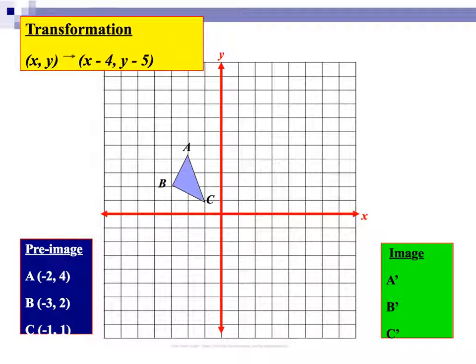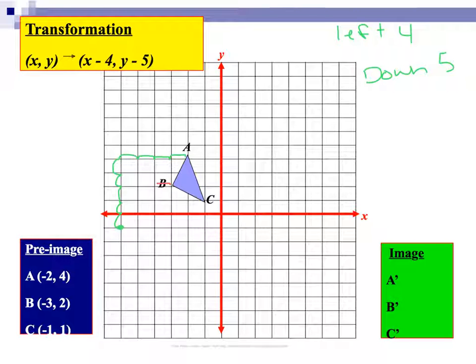So for this one, we have x minus 4. So that means left 4. And then you have y minus 5. So that means down 5. So we're going to go to the left 4, stop, and then go down 5. So what this looks like is to the left 4, 1, 2, 3, 4, stop, go down, 1, 2, 3, 4, 5. Put a point.